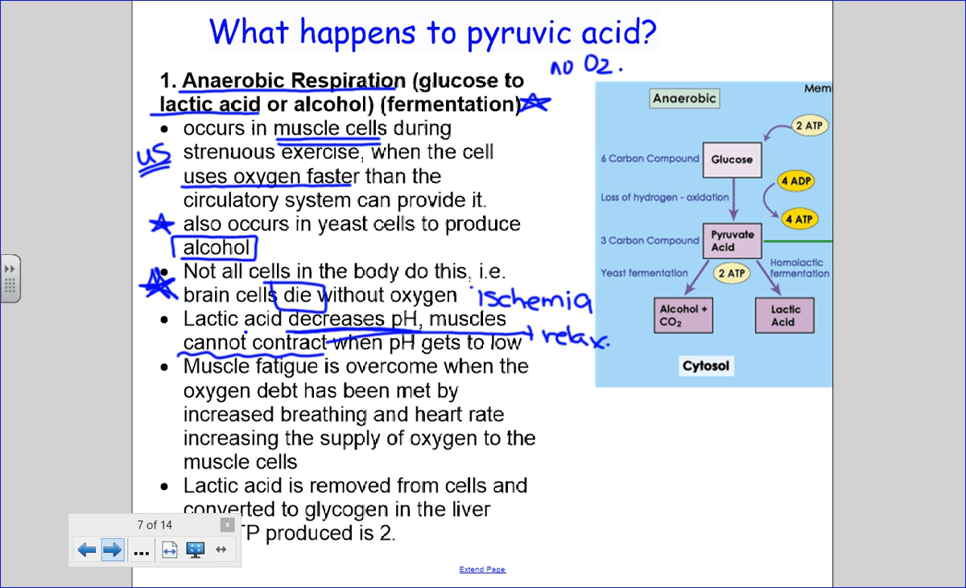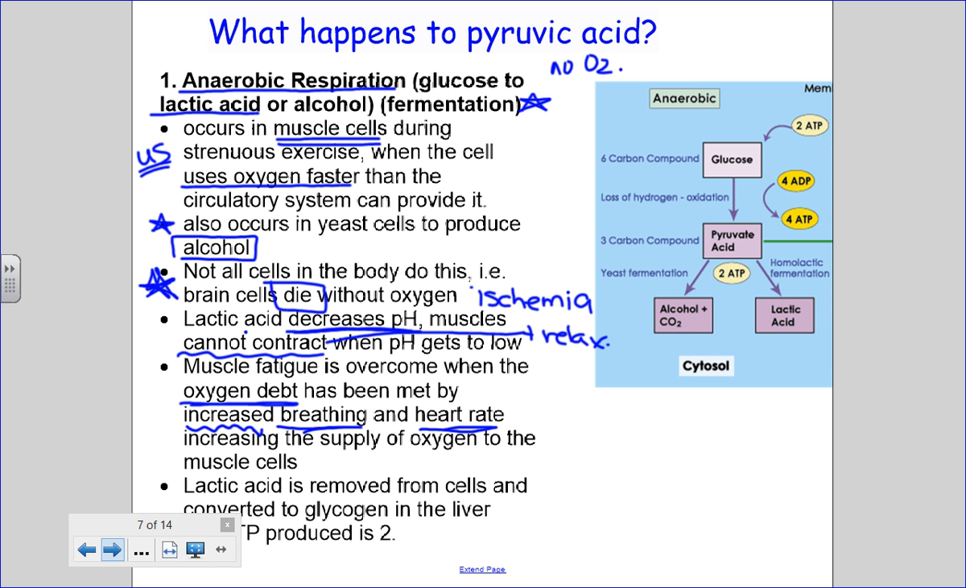Now, how do you overcome this? You have to meet the oxygen debt. So being in debt means I don't have enough. I meet the oxygen debt by breathing and heart rate increasing. So I have to breathe faster, my heart has to beat faster. That increases the supply of oxygen to muscle cells, and so that stops this process from happening.